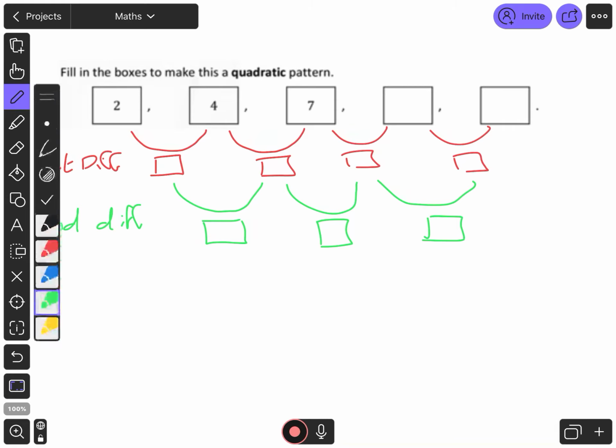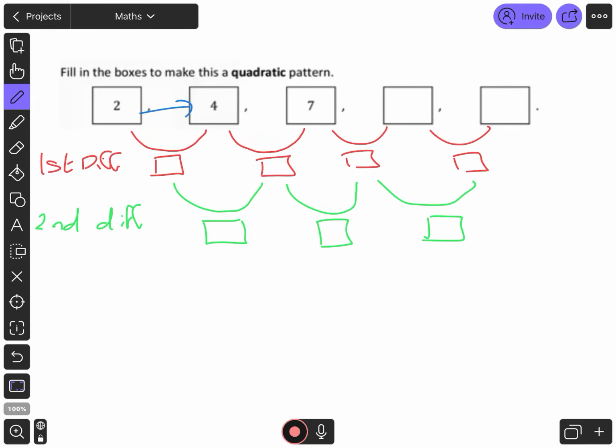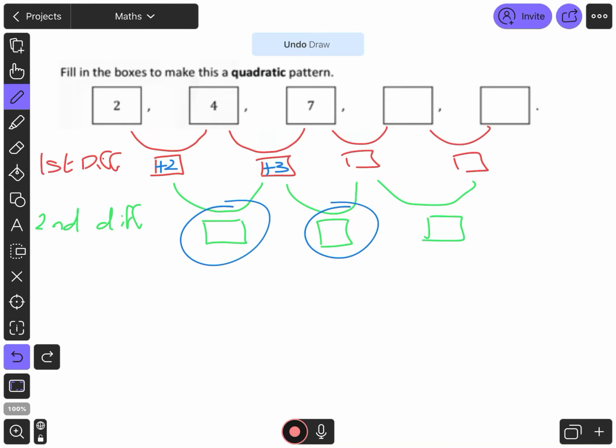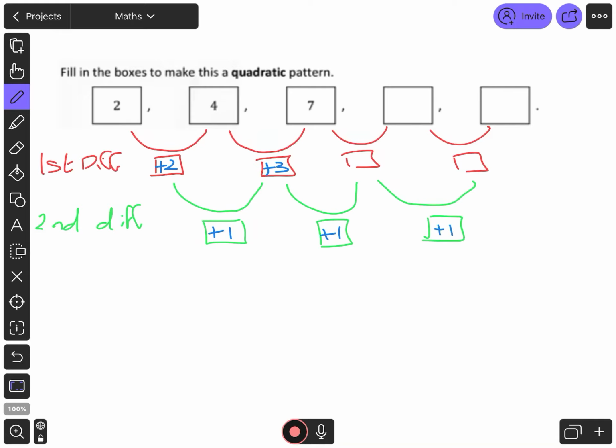Now I start filling in anything that I can. To get from 2 to 4, I must have added 2, so I'm going to put a plus 2 in here. To get from 4 to 7, I must add a plus 3. So for a quadratic pattern, and this is all I can do so far, these must be the same number. If I'm going from 2 to 3, I'm plussing a 1, but these have to be the same thing, so they all have to be a plus 1. That means now I know how to get from here to here, because I need to add on a 1. So that's going to be a plus 4, and this is going to be a plus 5.